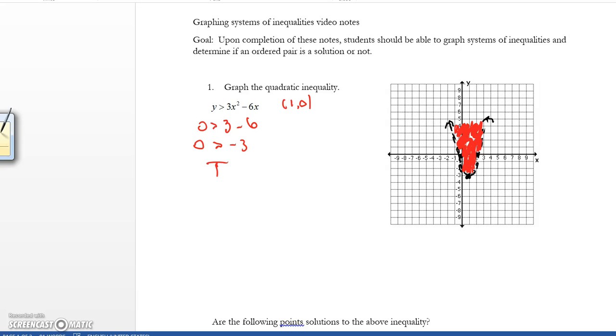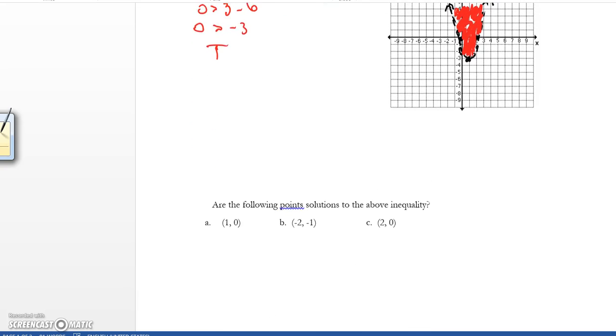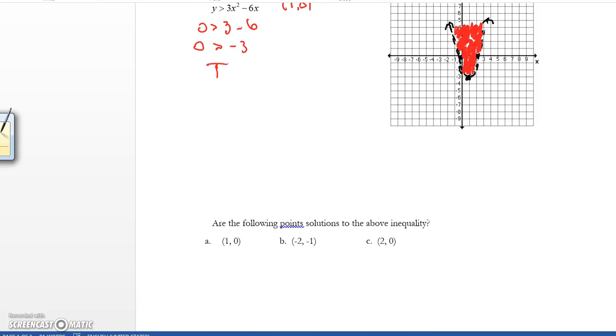Now let's answer a couple of these other questions. Try to keep this on the grid. Are the following points solutions to the above inequality? 1, 0. Well, that's interesting. I just tested 1, 0, but any point that's in the shaded region is a solution. So this is yes.